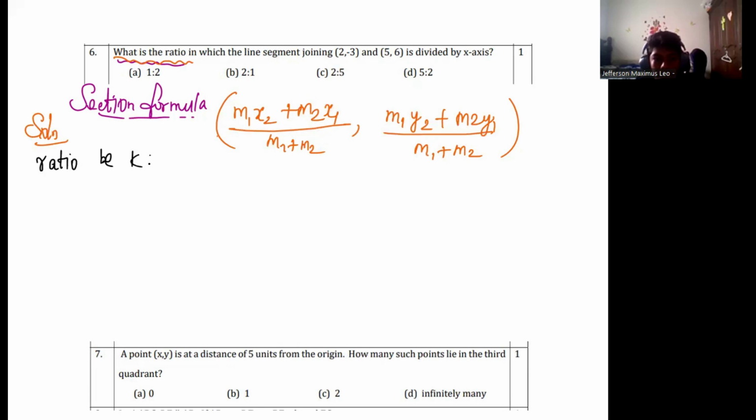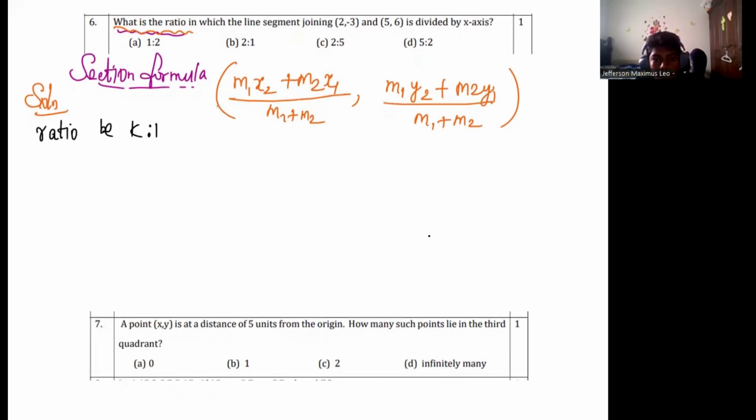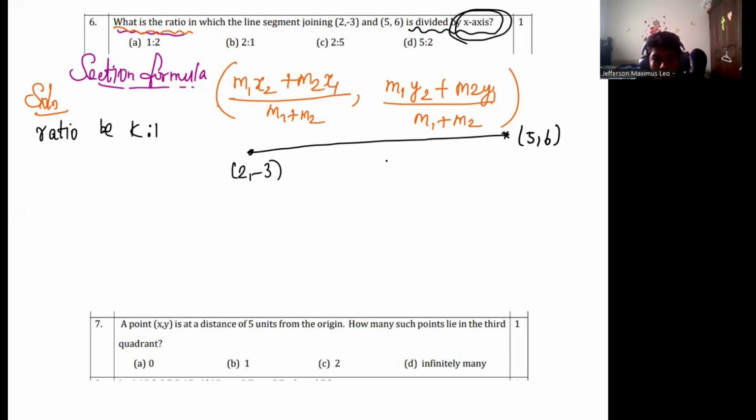Let the ratio be k to 1. Then, what can we do? This is a point, (2, -3). And this is another point, (5, 6). The point of division is on the x-axis. Please note that it is on the x-axis.